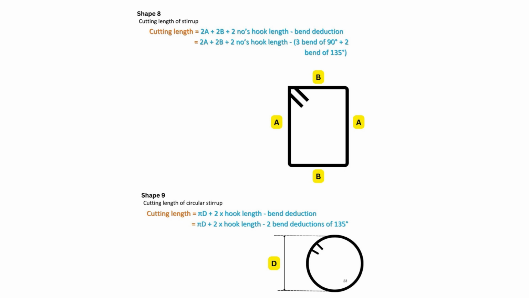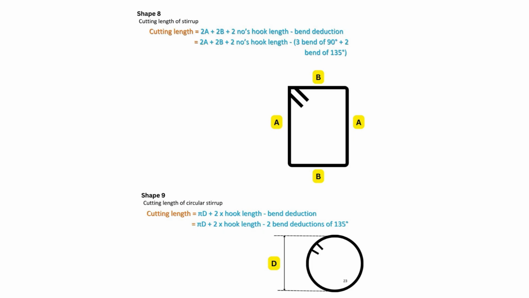Shape 8, rectangular stirrups with 5 bends. Shape 8 stirrup is a rectangular stirrup with 3 bends of 90 degrees and 2 bends of 135 degrees, typically used for beam or column reinforcement. Cutting length formula. Cutting length, CL, equals 2A plus 2B plus 2 times hook length minus bend deductions. Where A equals clear horizontal length of stirrup, B equals clear vertical length of stirrup. Hook length, as per IS 2502, standard hook equals 10D, D equals bar diameter, bend deduction equals reduction in length due to bending of the bar.